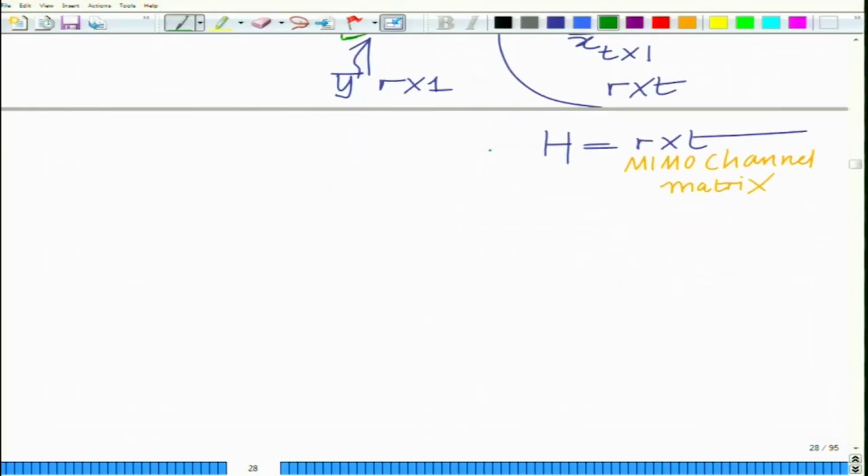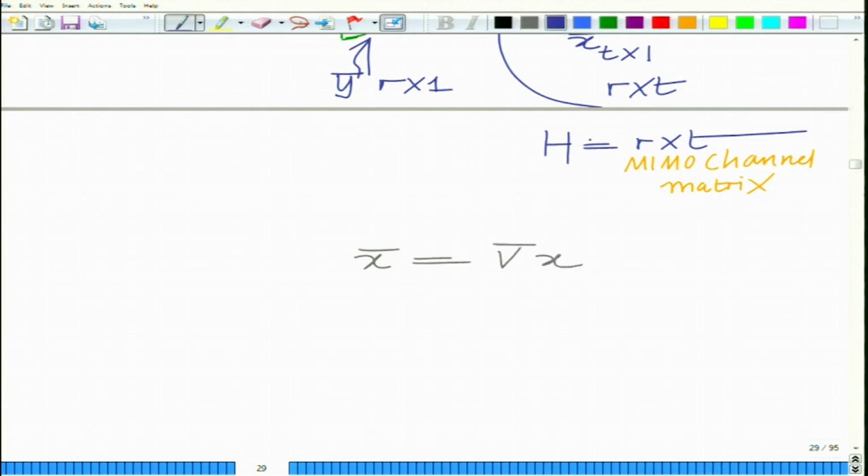Now how do we do beamforming in a MIMO system? That is what we want to explore. So let us say we want to transmit the vector x bar, we want to use beamforming. Remember, the beamforming vector is central to the idea of beamforming.